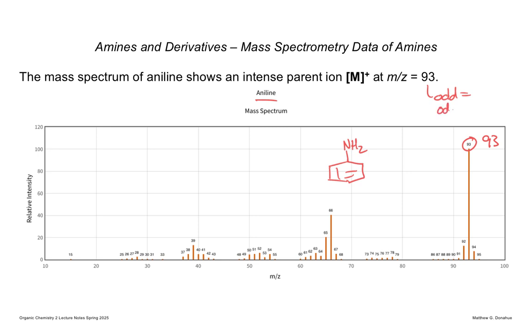I always got to make sure I'm covering myself here. It's an odd number of nitrogens. I don't want to say it's 1 nitrogen. It can be 1, 3, 5, whatever. So mass spec is a really good diagnostic tool to determine the presence of nitrogen.